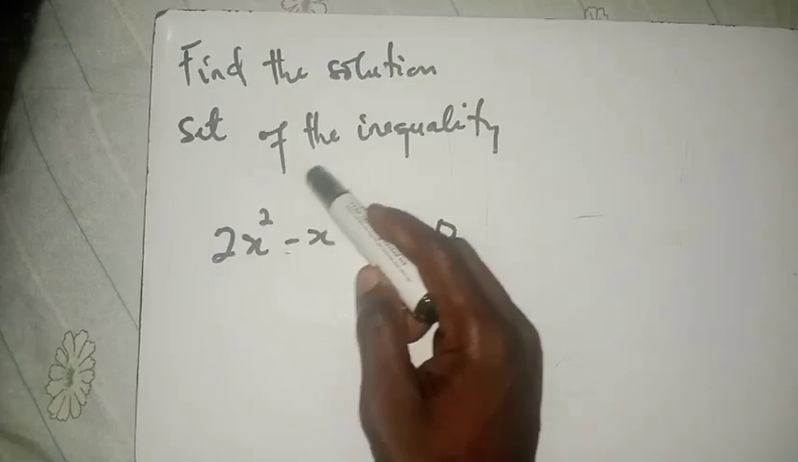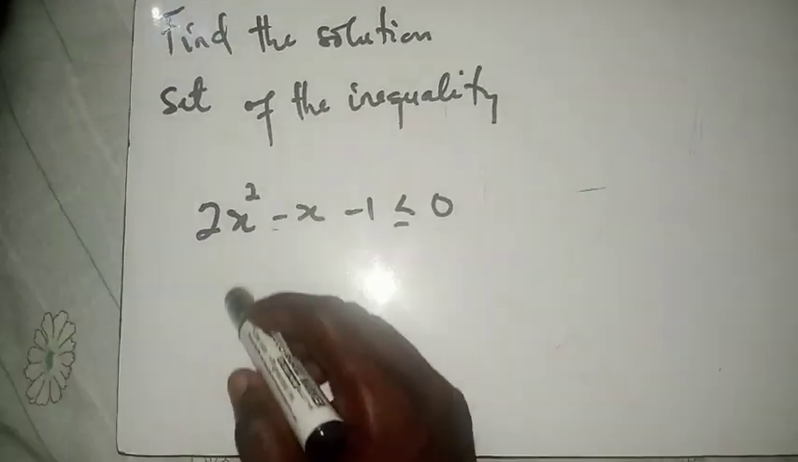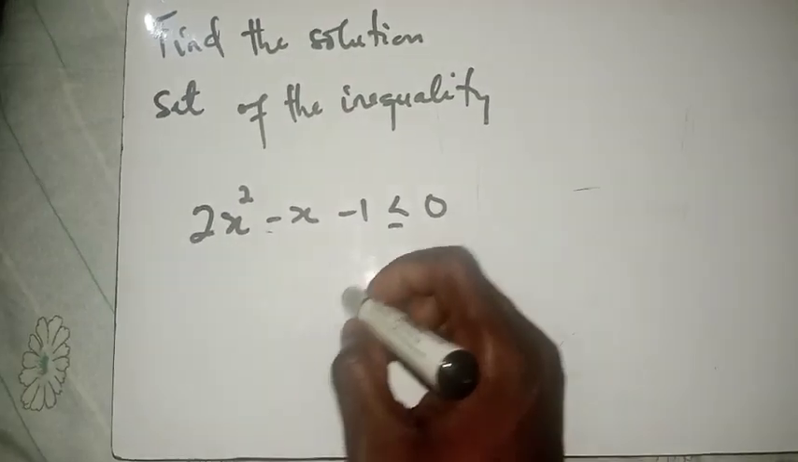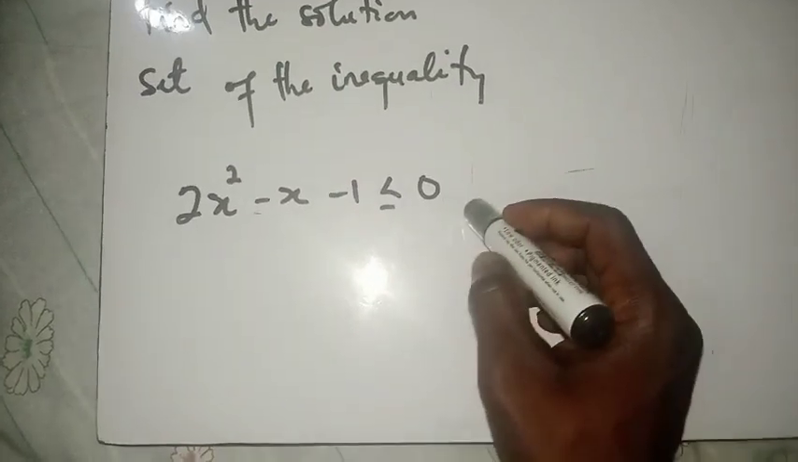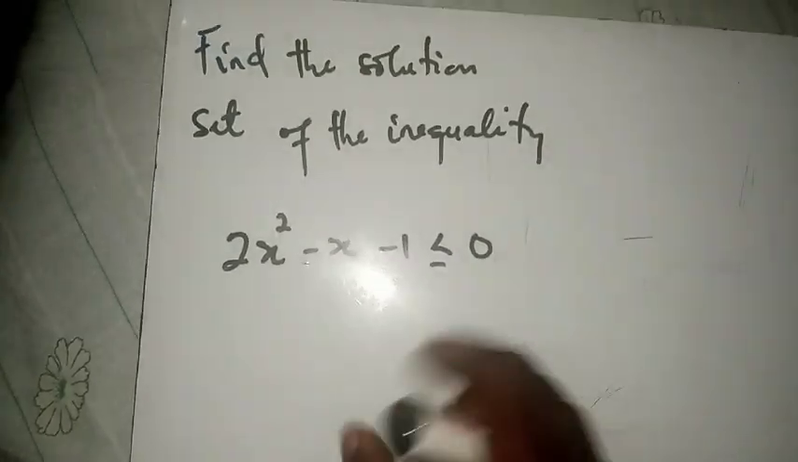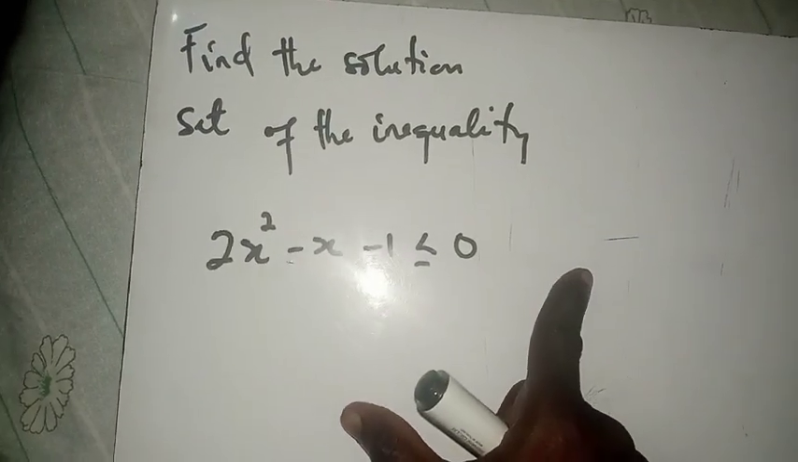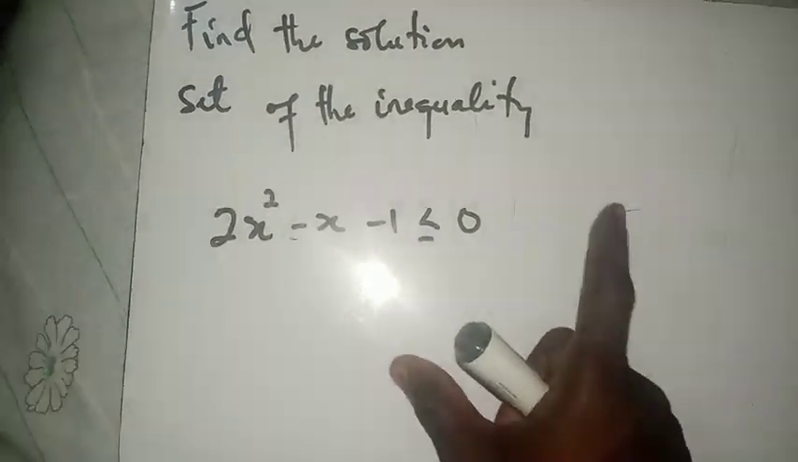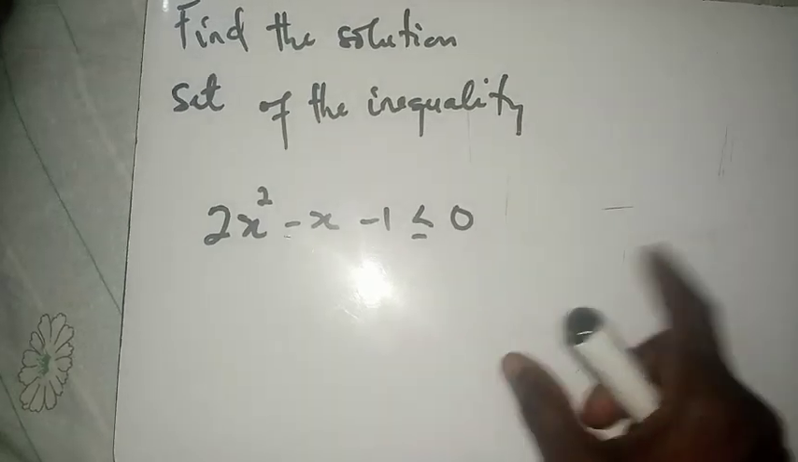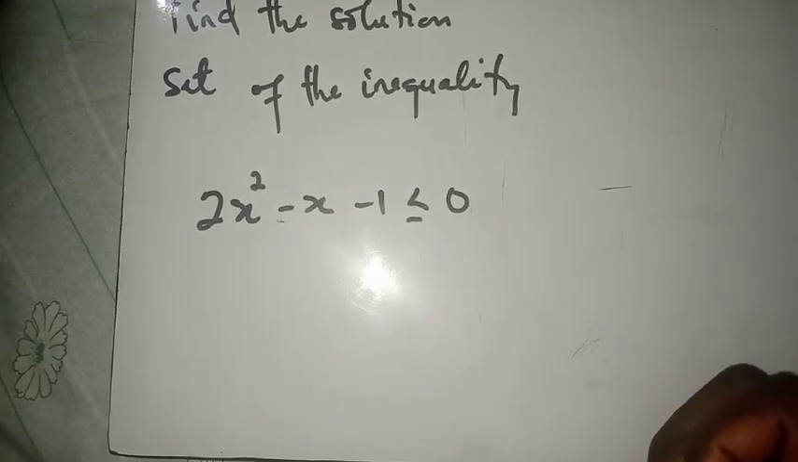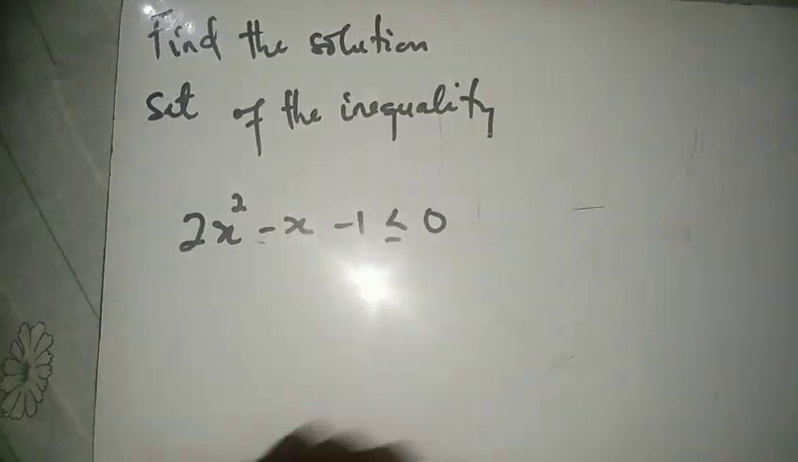Find the solution set of the inequality 2x squared minus x minus 1 less than or equal to 0. This is the inequality that we are going to tackle. In fact, there are two, so make sure that you stay to the end of this video in order to see exactly where your mistake or your issues lie.